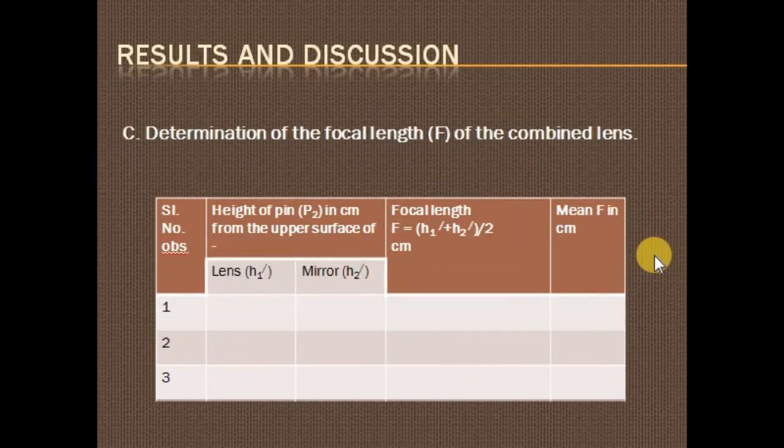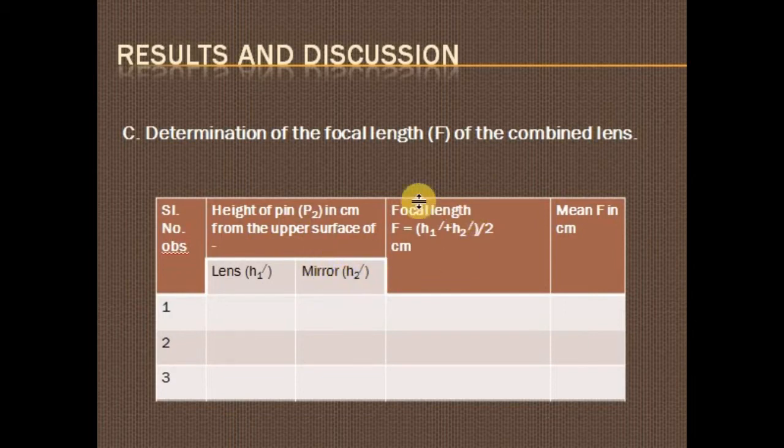So the next step, as I have discussed, once you place the liquid in between the plane mirror and the convex lens, this is the table to find out the focal length of the combined lens. That is the focal length of the convex lens and the plano-concave liquid lens. So again, this H1 is the height of the pin P2 from the upper surface of the lens, and H2 dash is the height of the pin P2 from the upper surface of the mirror.